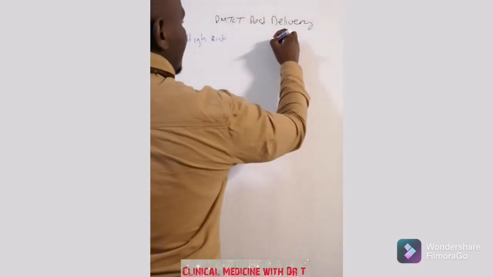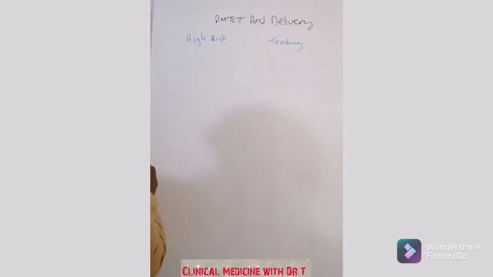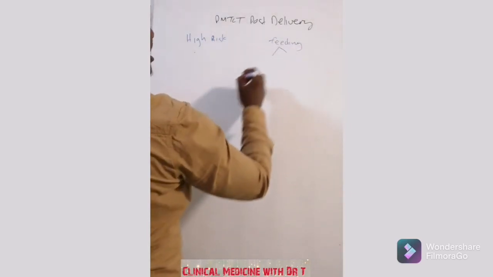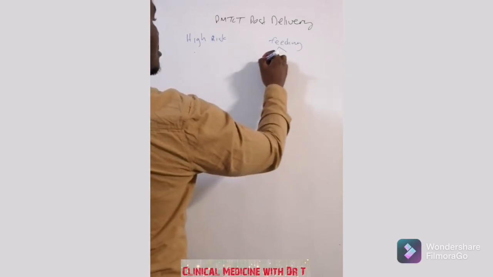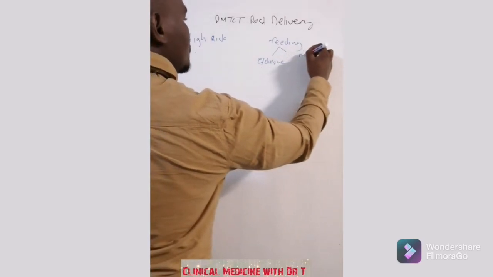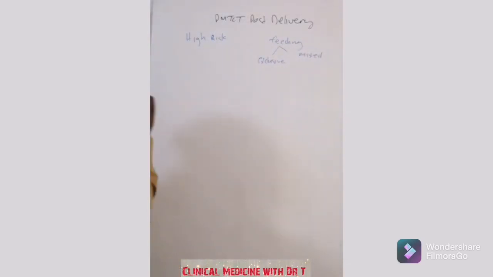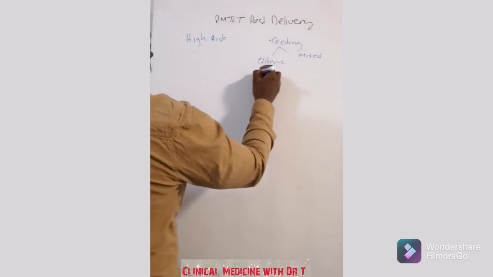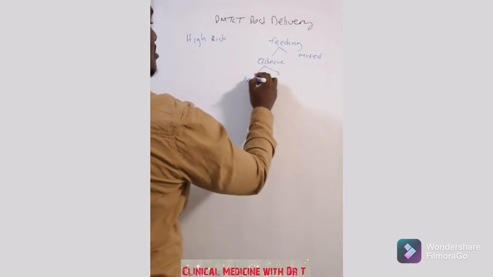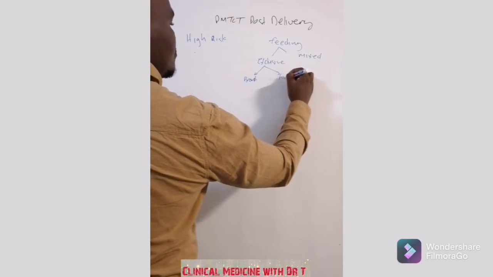let's talk about feeding first. The method of feeding can either be exclusive or mixed. Exclusive feeding can be breast milk or breastfeeding, or it can be formula.